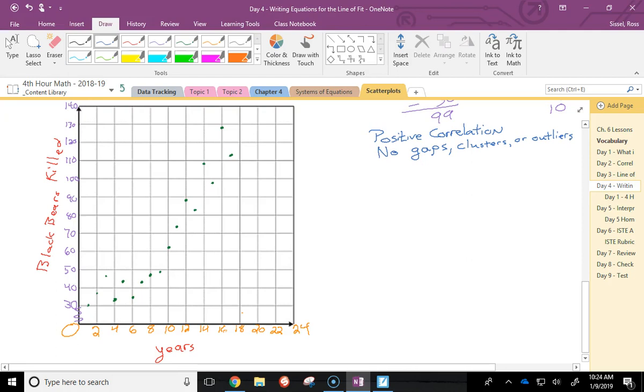After I've graphed this and identified the correlation, gaps, clusters, and outliers, we then want to draw our line of fit. Does this one have a line of fit? Yeah, because we identified it as a positive correlation. So, you use a straight edge. Please do not freehand this. You need to make it straight. On your test, you can use the side of your notebook, your planner, your badge, or another pencil.